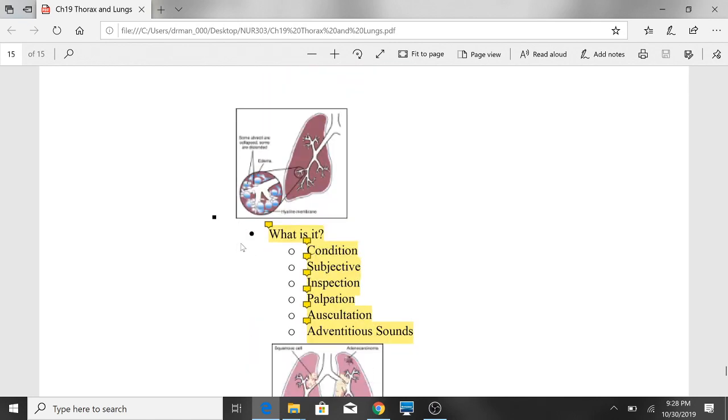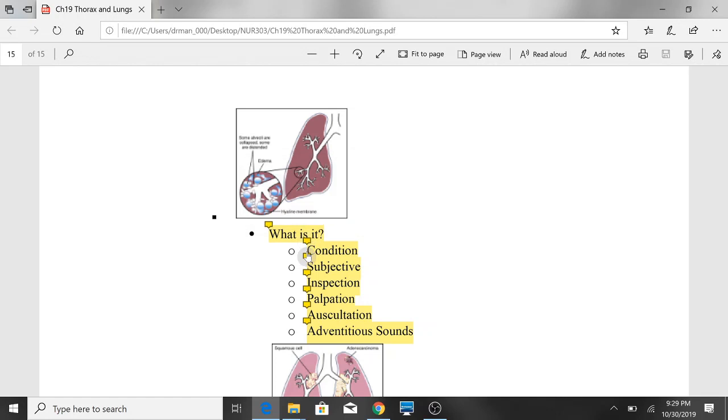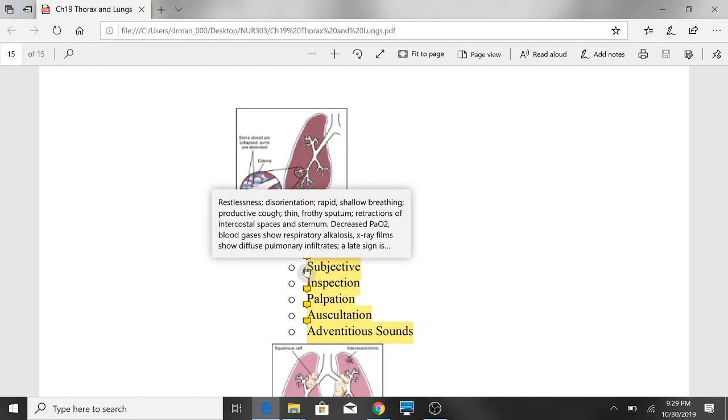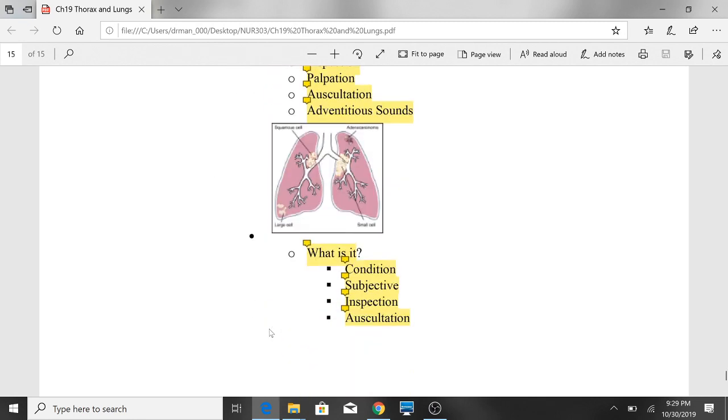Alright. Acute respiratory distress syndrome. This is what this is. What is it? Acute pulmonary insult, which damages the alveolar capillary, leading to increased permeability of pulmonary capillaries and alveolar pulmonary edema. Subjective, acute onset of dyspnea and apprehension. Inspection, restlessness. Palpation, hypertension. Auscultation, tachycardia, and adventitious sounds, crackles and rhonchi.